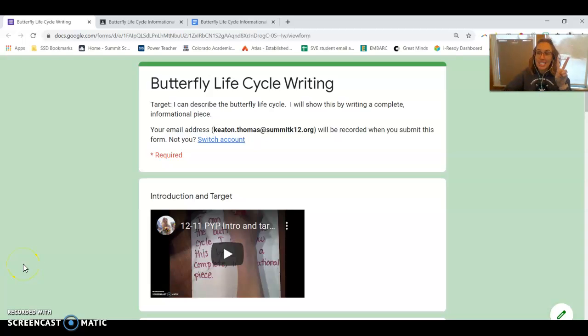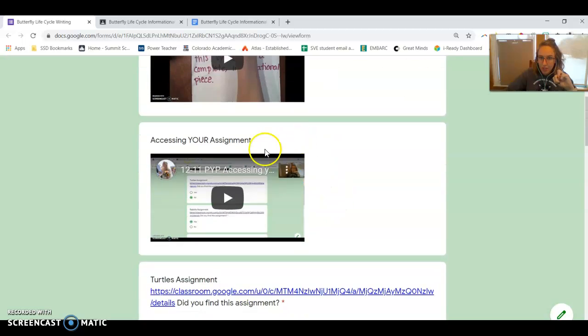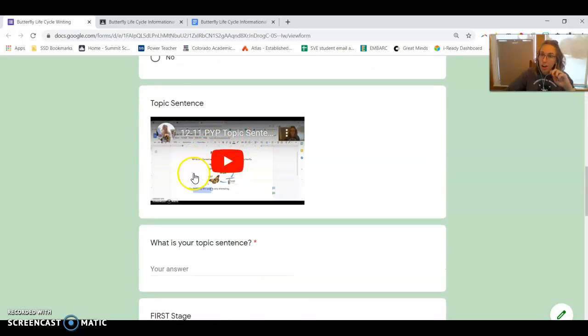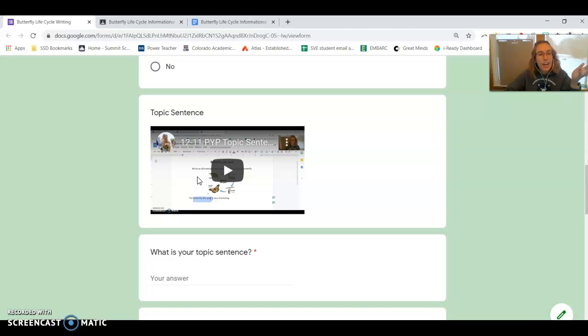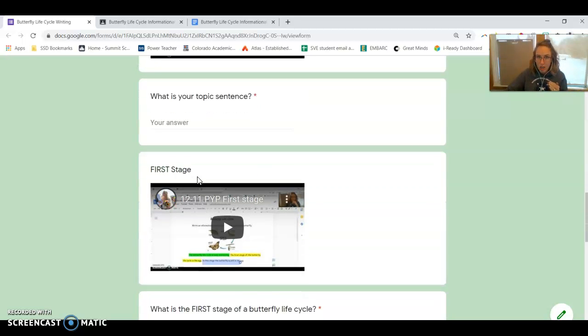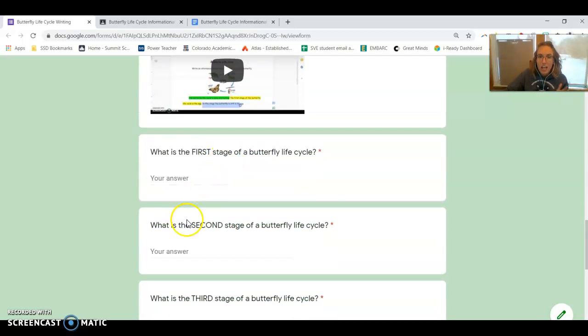Okay, on to our second fact about the butterfly life cycle. We've already found our assignment. We've already done our topic sentence, or the sentence that's eye-catching and tells about what we're writing about. We've already done our first stage. Now it's time to do the second stage of the butterfly life cycle.